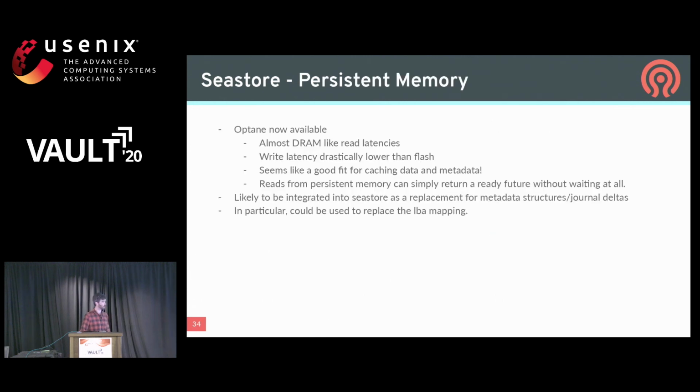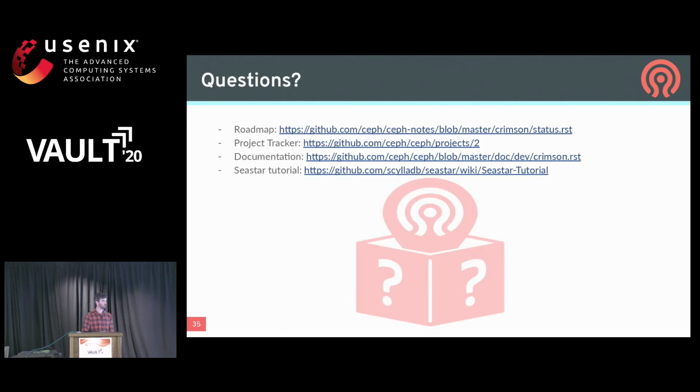For persistent memory, this is a little less formed, but the goal is probably to take metadata structures like the onode tree, or much more likely the LBA tree, since that's an obvious win. Those are both areas where we expect high overwrite rates, and move those modularly into persistent memory and update them there. So that's all I've got. Questions?